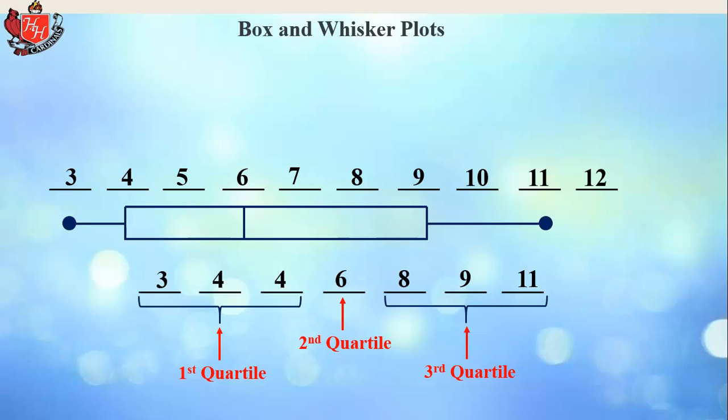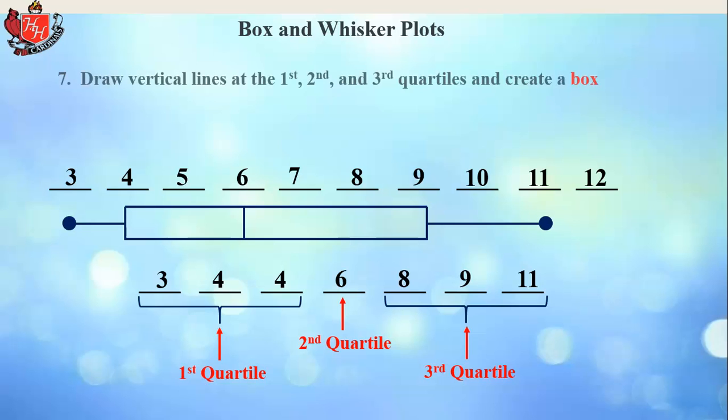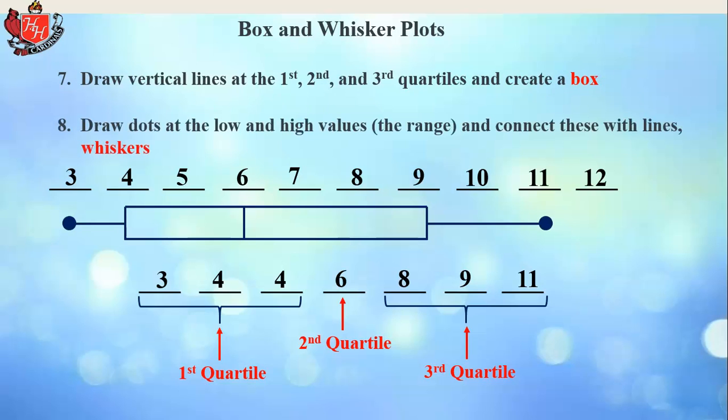And so up above, what we have is just an entire number line. So 3, 4, 5, 6, 7, 8, 9, 10, 11. Not just the numbers in the set. And you draw dots at the high and low end of the values of the range and connect these lines. And these are the whiskers.